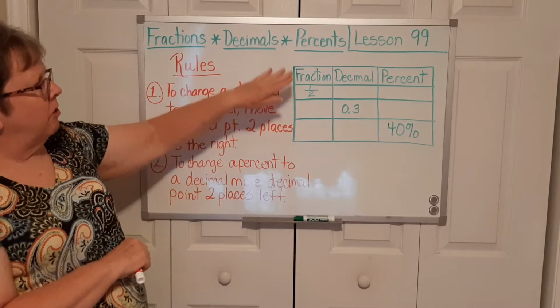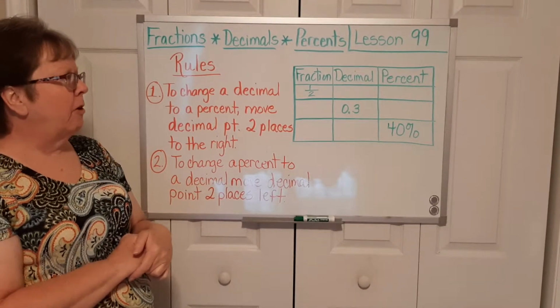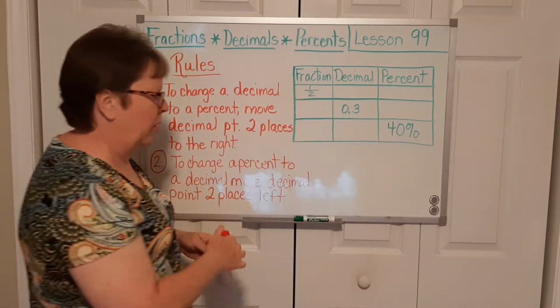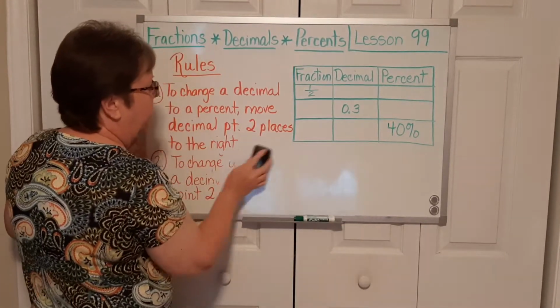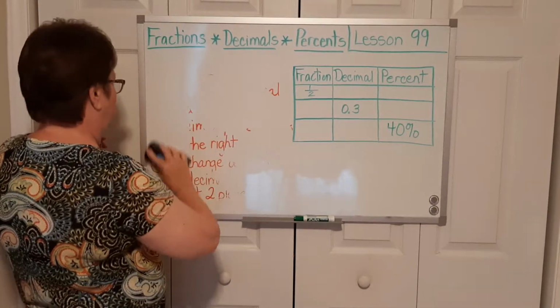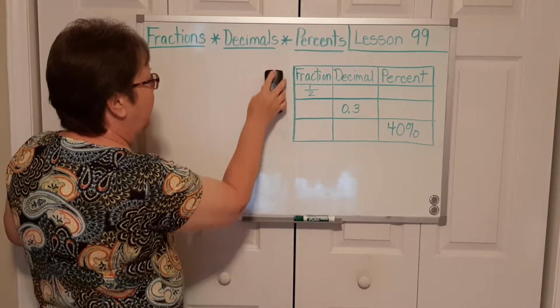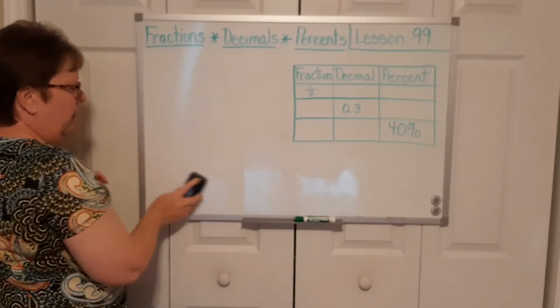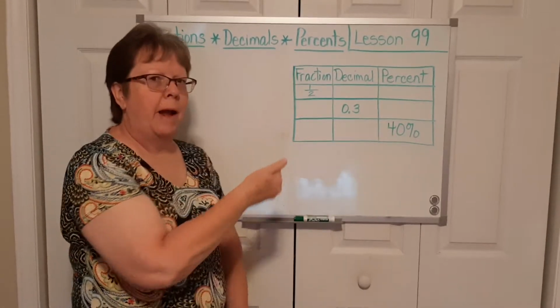Okay, now let's look at our first one. First, we have a fraction which is 1/2. Now to change 1/2 to a decimal, let me show you what to do. Now I'm going to erase this, but you can watch it again and write those rules in your flip chart. Or if you want to stop it right now and start it over, you can go ahead and do that and then come back to the lesson.